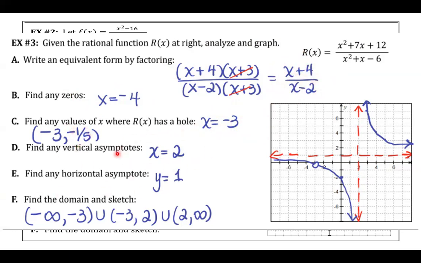Your vertical asymptote is what's left in your denominator. What was left in my denominator? x minus 2. Your horizontal asymptote is based off of your reduced form. My leading coefficients are 1 and 1, so I would have y equals 1. And then your domain is, after you create your sketch, you read it from left to right. So from left to right, I am going from -infinity up until -3. And then I go from -3 to 2. And then I go from 2 to infinity. Okay, that is what you should have gotten.